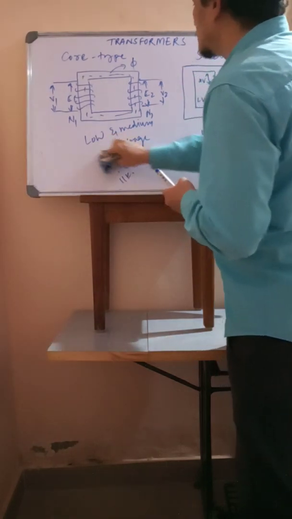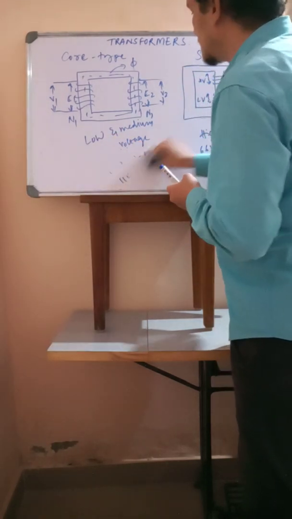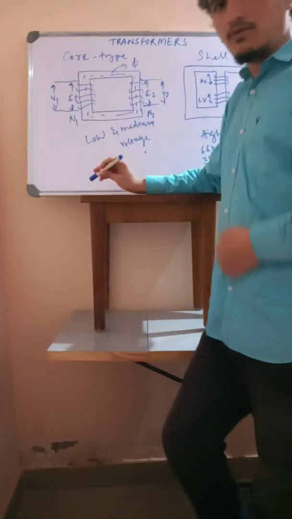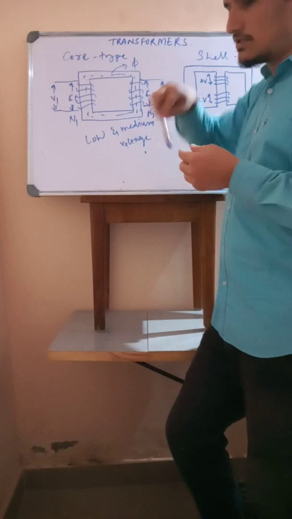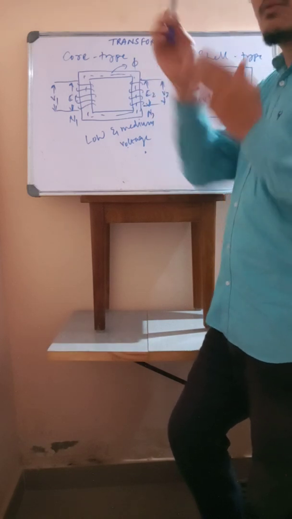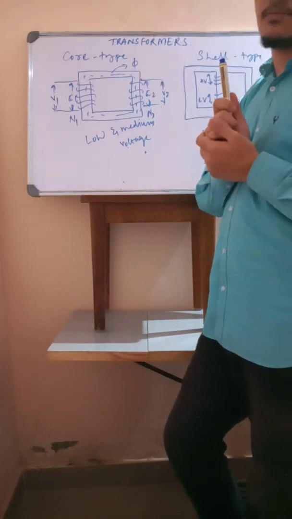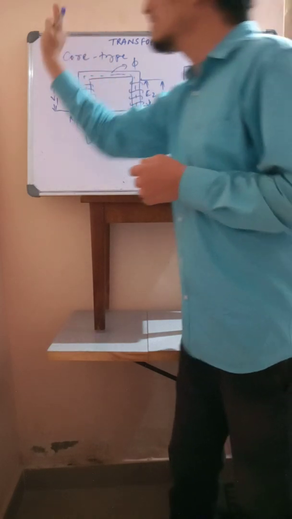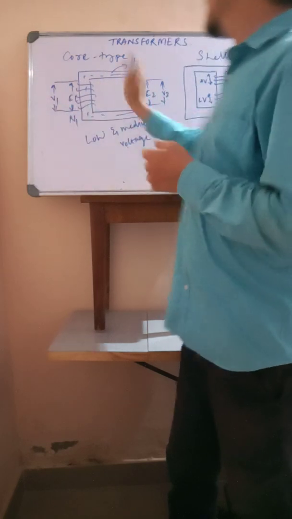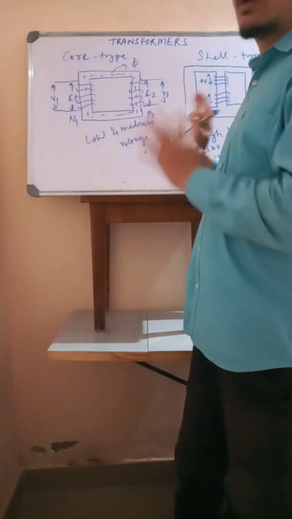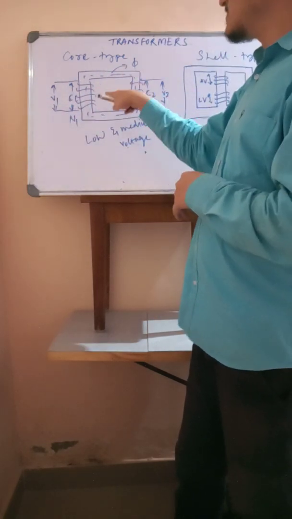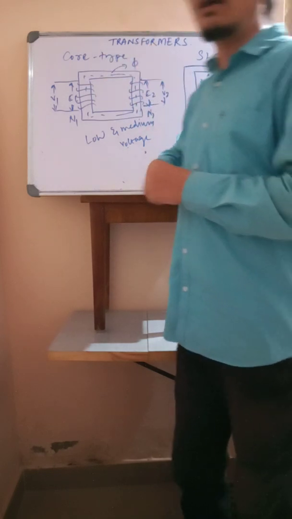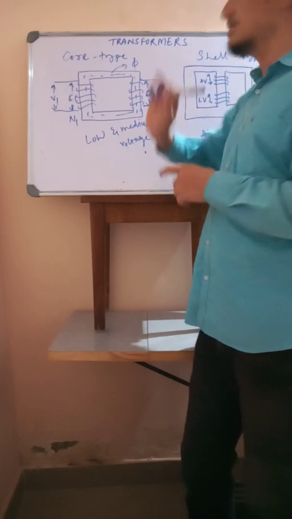In the core type construction, usually, as I said earlier, the high voltage and low voltage windings are concentrically wound on one another and insulated from each other. Not exactly specifically like this. Primary HV winding will be here, LV winding will be here, not on the two limbs exactly. On one limb itself you can find HV and LV winding concentrically, here also.